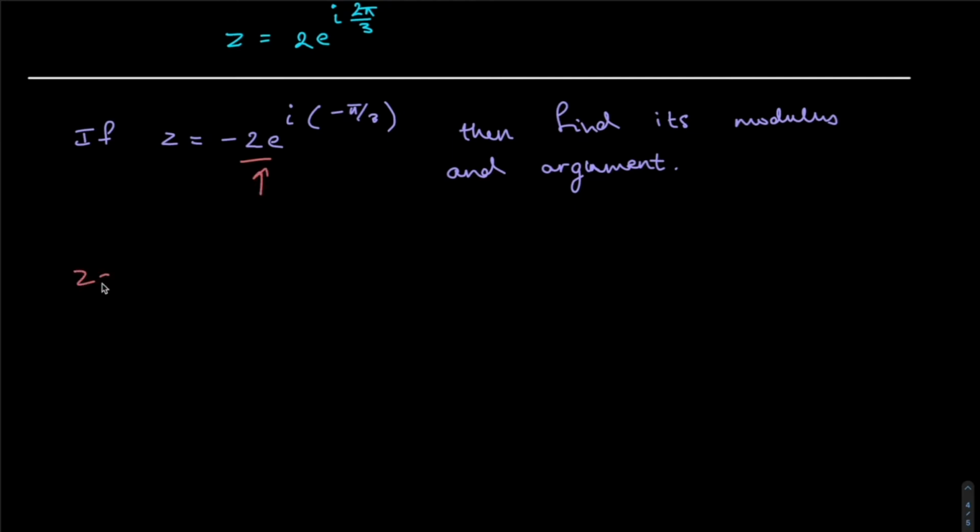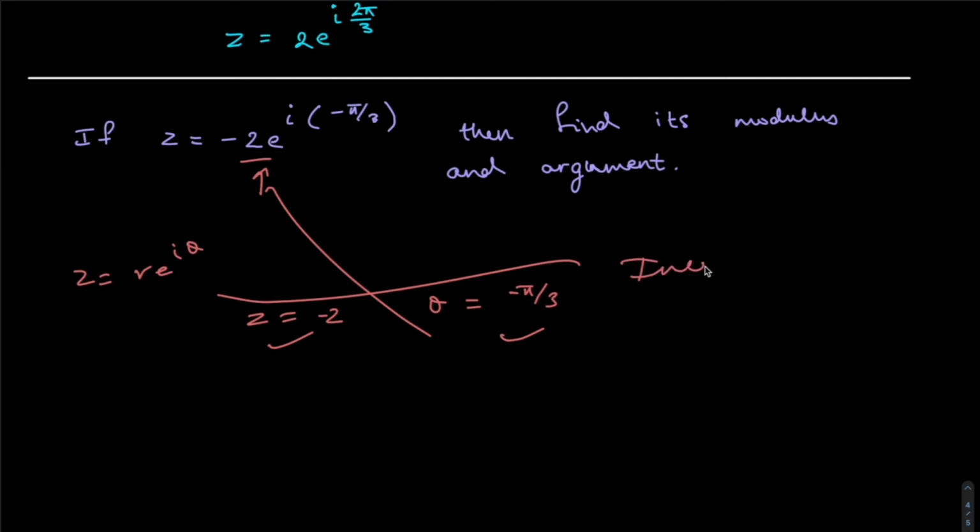If you look at the general form, what do we have? z is equal to r e to the power i theta. So our modulus is minus 2, and our argument, or our theta, is minus pi by 3. And that should be our answer, right? No, this is incorrect. That is not the answer.